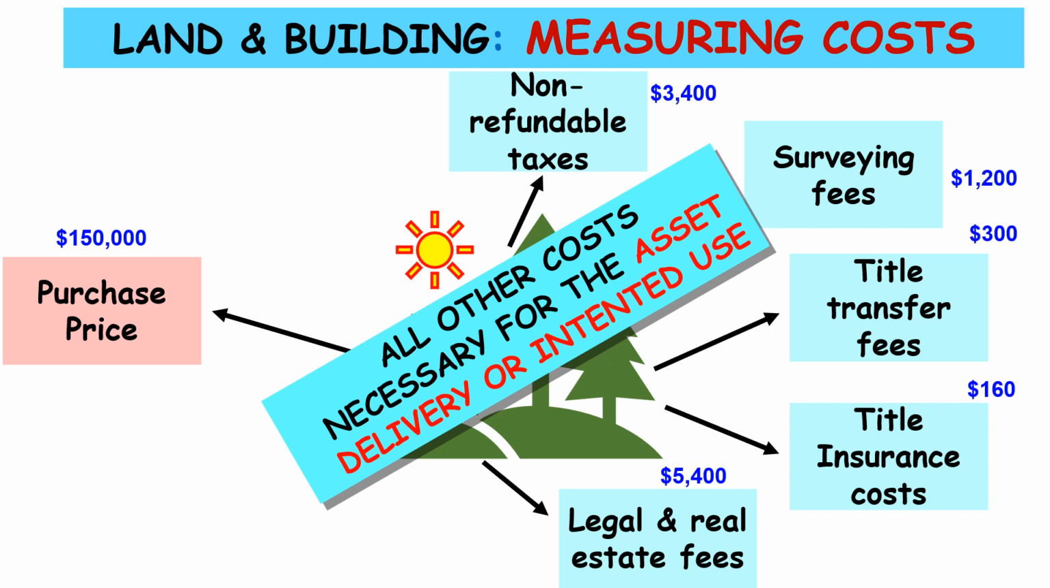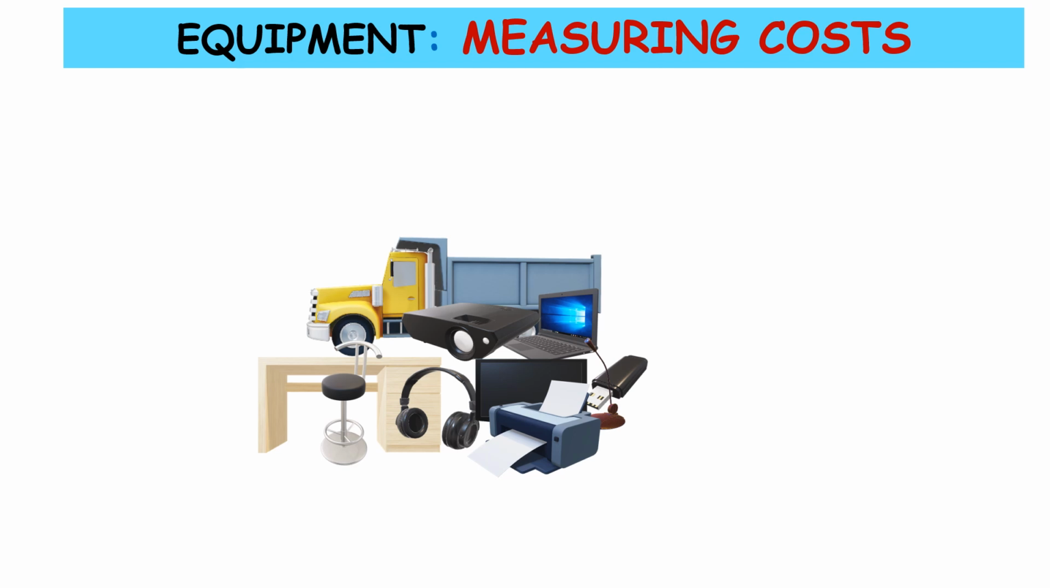We need to pay for these all other costs other than the purchase cost so that we are able to put this asset in a condition that we are able to use it. So for example, if you don't buy any title insurance or don't pay title transfer fees, the asset might not be in a usable situation. So that's one example of it.